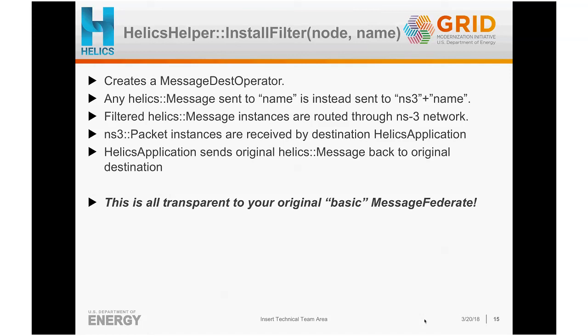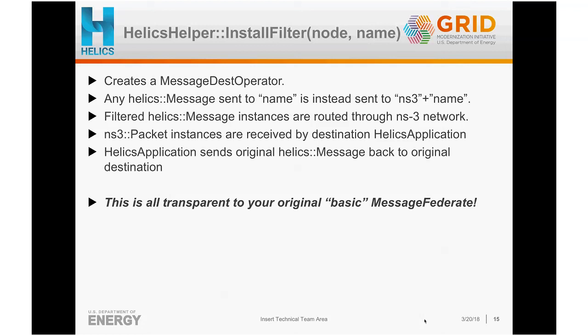So when you install a filter, when you give it a name, it's really just creating a message dest operator and registering it with Helix. And so then any message sent to the name you've specified, and again, this is back in your basic message federate, a few slides ago, it's just sending from source to dest, meaning any message sent from source endpoint is just going to have its destination rewritten. And in this case, it's rewritten to NS3 as a prefix to the name that was specified. This is all happening transparently.